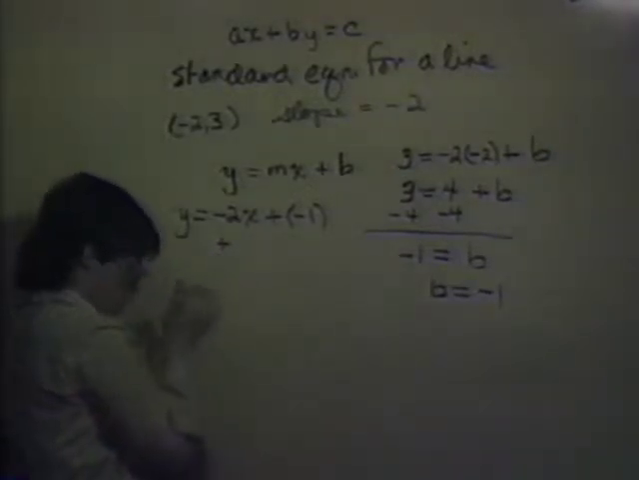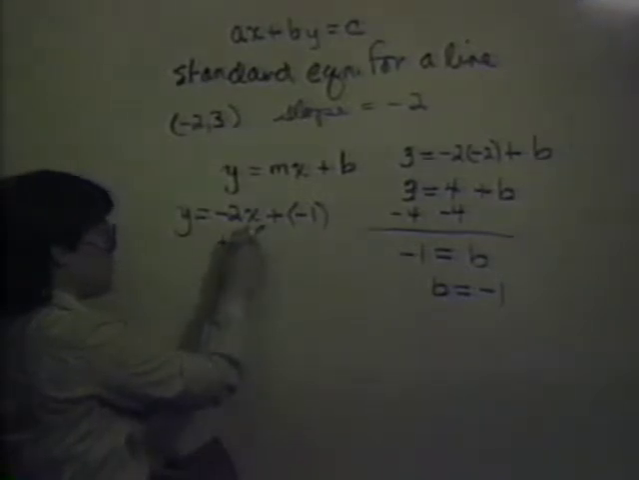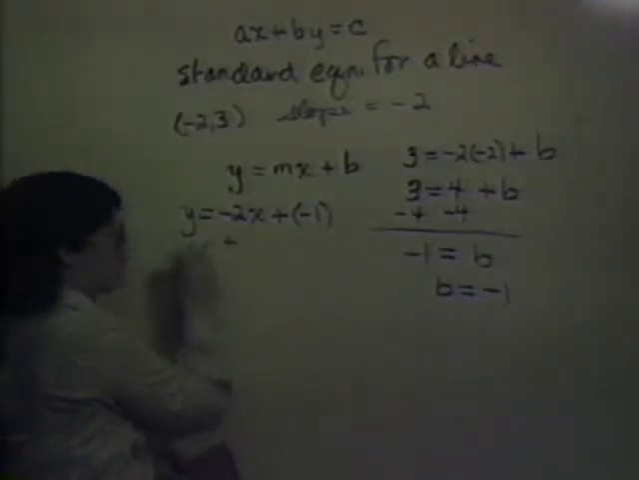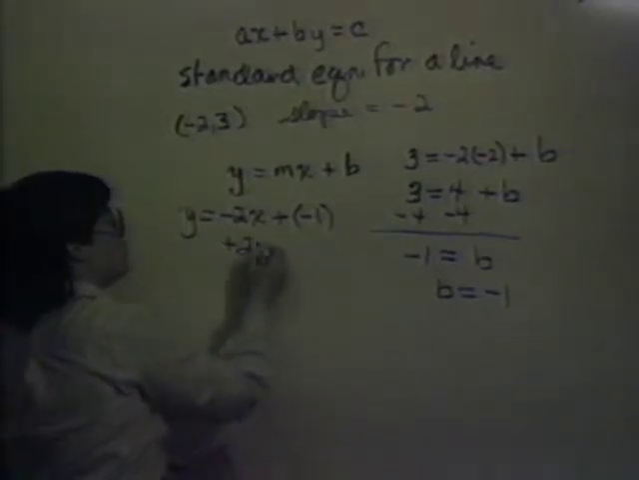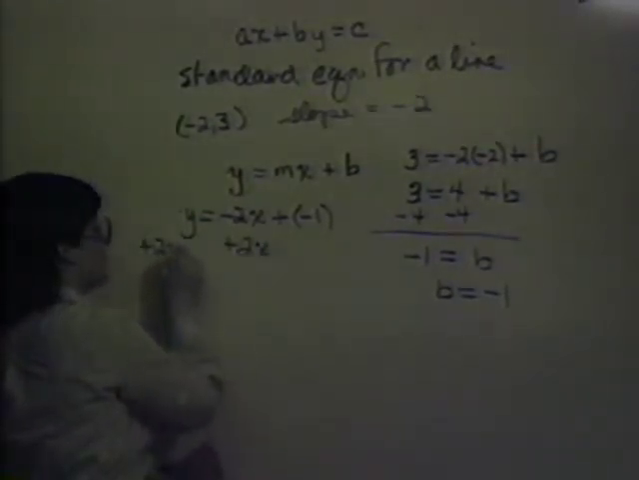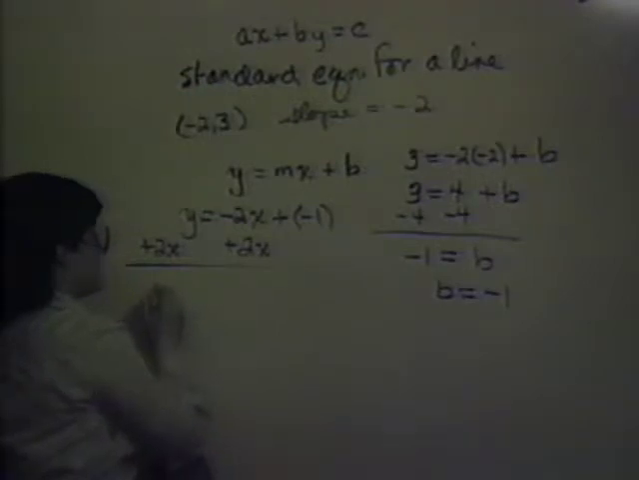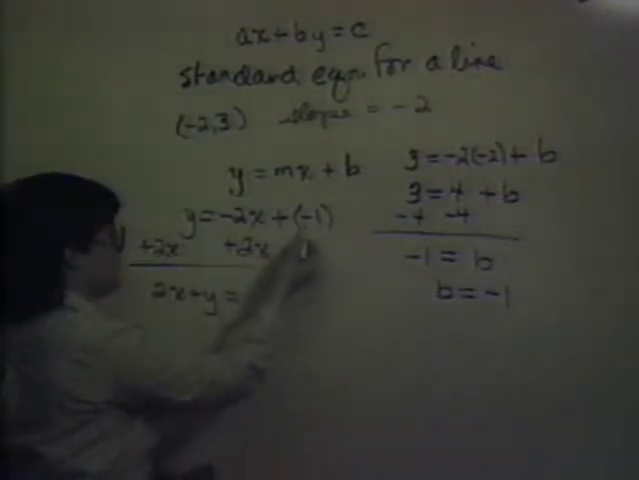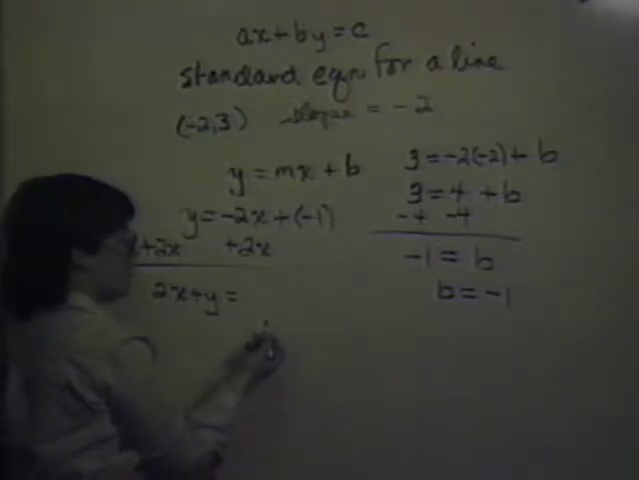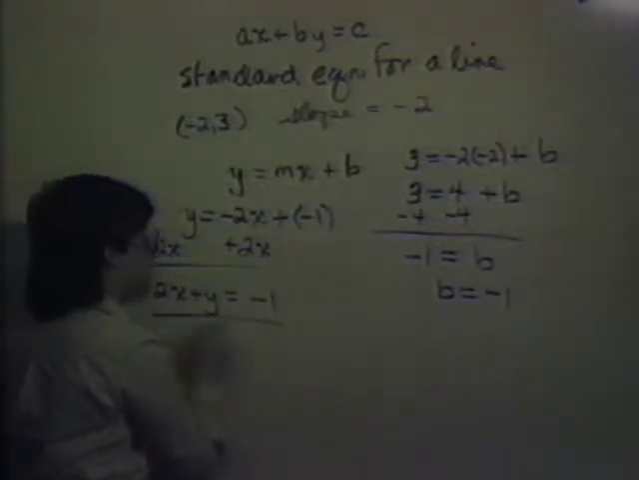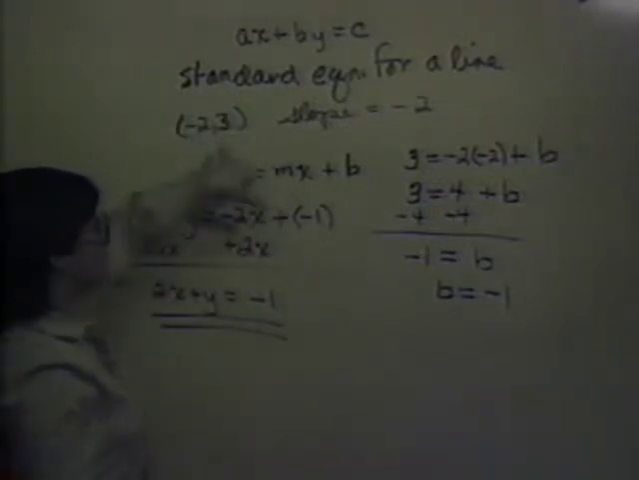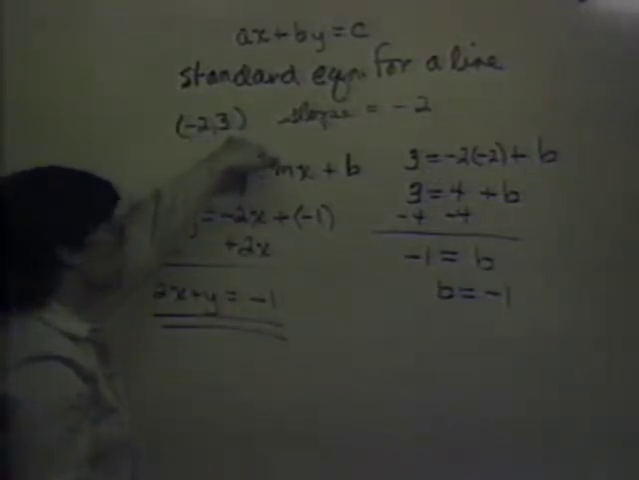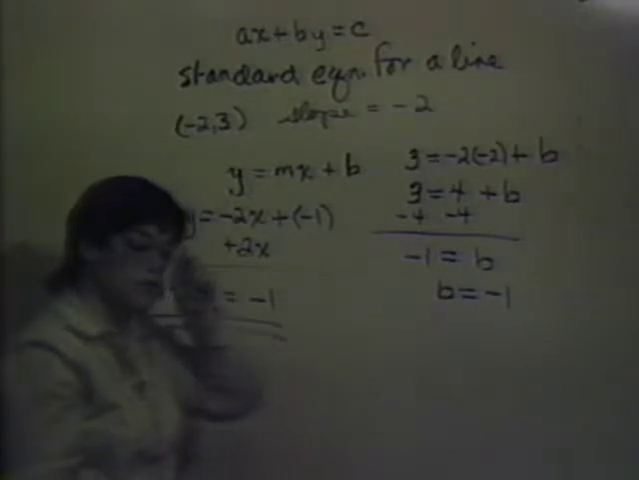We don't need a common denominator, but we do need to get this -2x over to the other side in front of our y term here. So we're going to add 2x to both sides. That's going to give us 2x plus y equals what's on the other side? -1. Great. And that is the standard form, the standard equation of the line that passes through -2, 3 with a slope of -2.